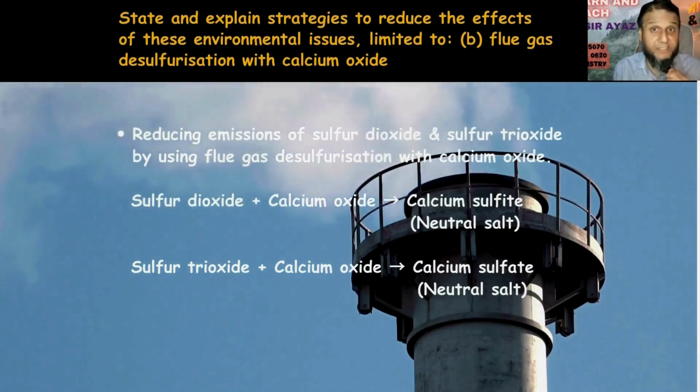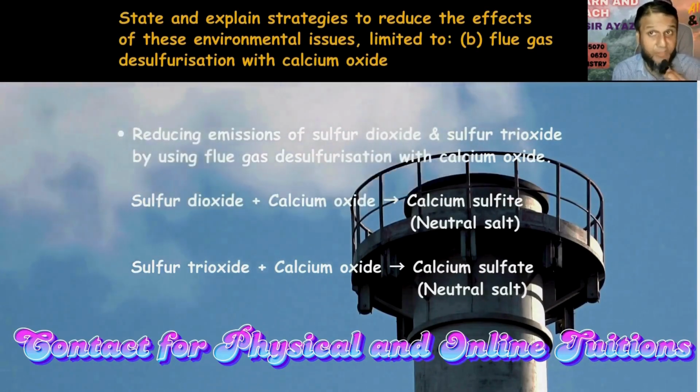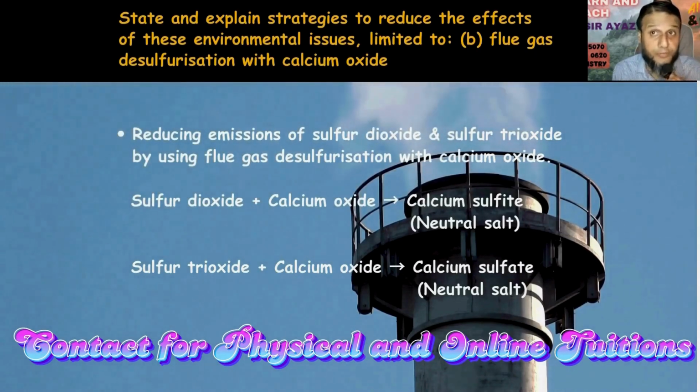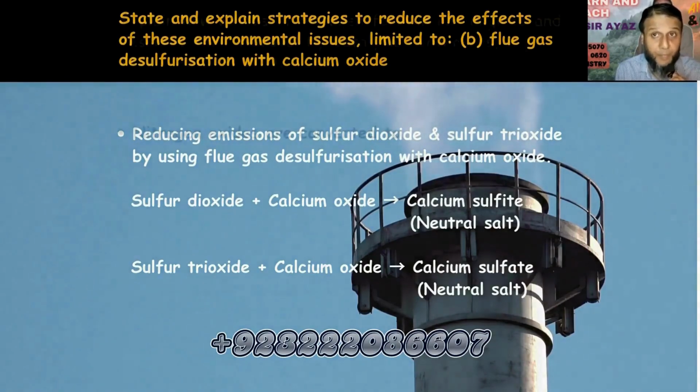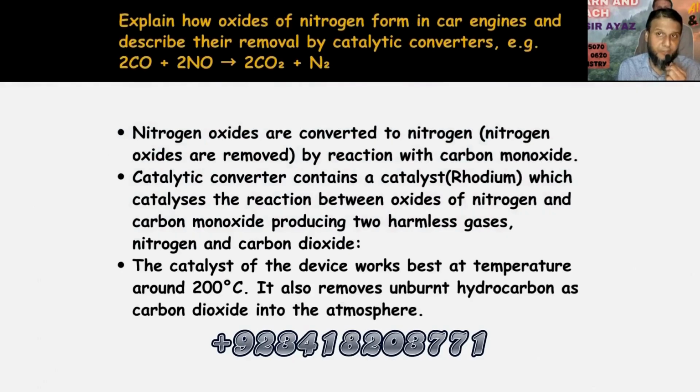In flue gas desulfurization, sulfur dioxide and sulfur trioxide are treated with calcium oxide to produce harmless neutral salts. In this way, we can also reduce the emission of sulfur dioxide and sulfur trioxide into the environment. Here are the word equations for these reactions. You see, neutral salts are produced in each reaction.